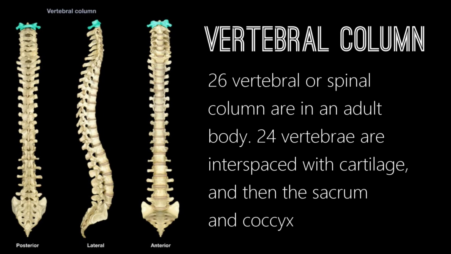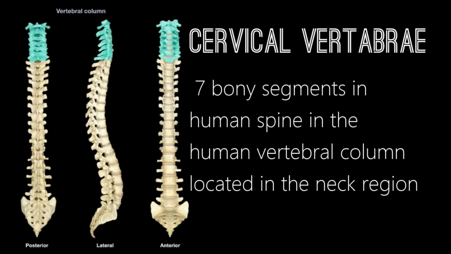Vertebral column: 26 vertebrae make up the spinal column in an adult body. 24 vertebrae are interspersed with cartilage, and then the sacrum and coccyx. Cervical vertebrae: 7 bony segments of the human vertebral column located in the neck region.